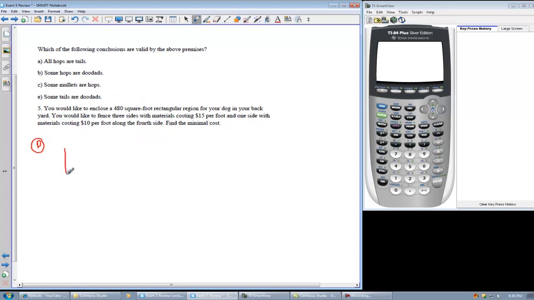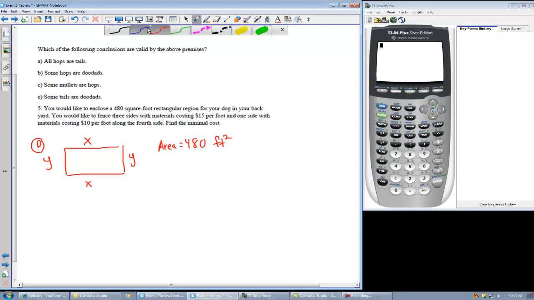All right, we know we need a rectangular area. So here's my rectangle. This will be X. This will be Y. This will be X. This will be Y. It has 480 square feet. Since it says square feet, I know that's area. So this is 480 feet squared.